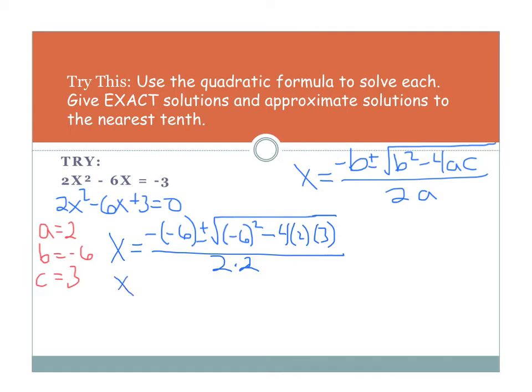Now I need to go ahead and simplify. And I'm asked for exact solutions and also approximate solutions to the nearest tenth. So I'm going to have 2 exact and 2 approximate solutions here. Well, negative is going to give me a positive 6 plus or minus. And 6 squared is 36. All right, negative 6 times negative 6 gives me positive 36 minus 4 times 2 times 3.